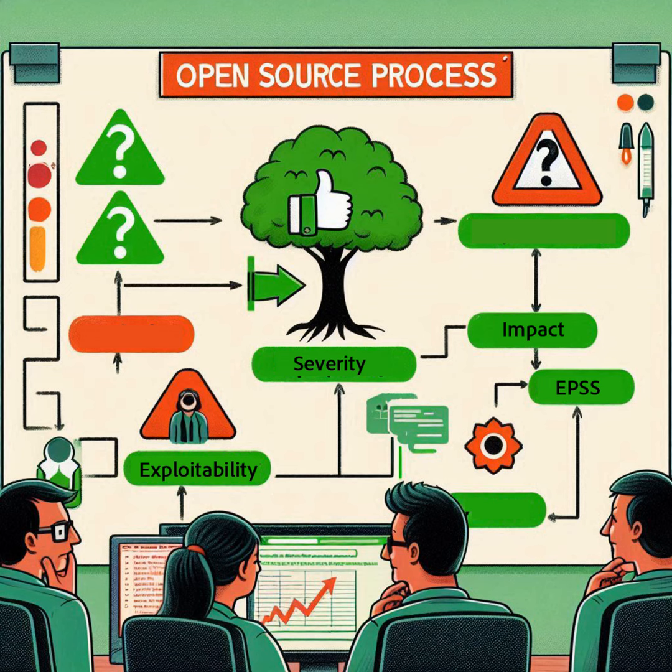For example, a vulnerability with a high CVSS score but a low EPSS score might be less urgent than one with a medium CVSS score but a high EPSS score. This nuanced approach allows for more effective prioritization of remediation efforts.